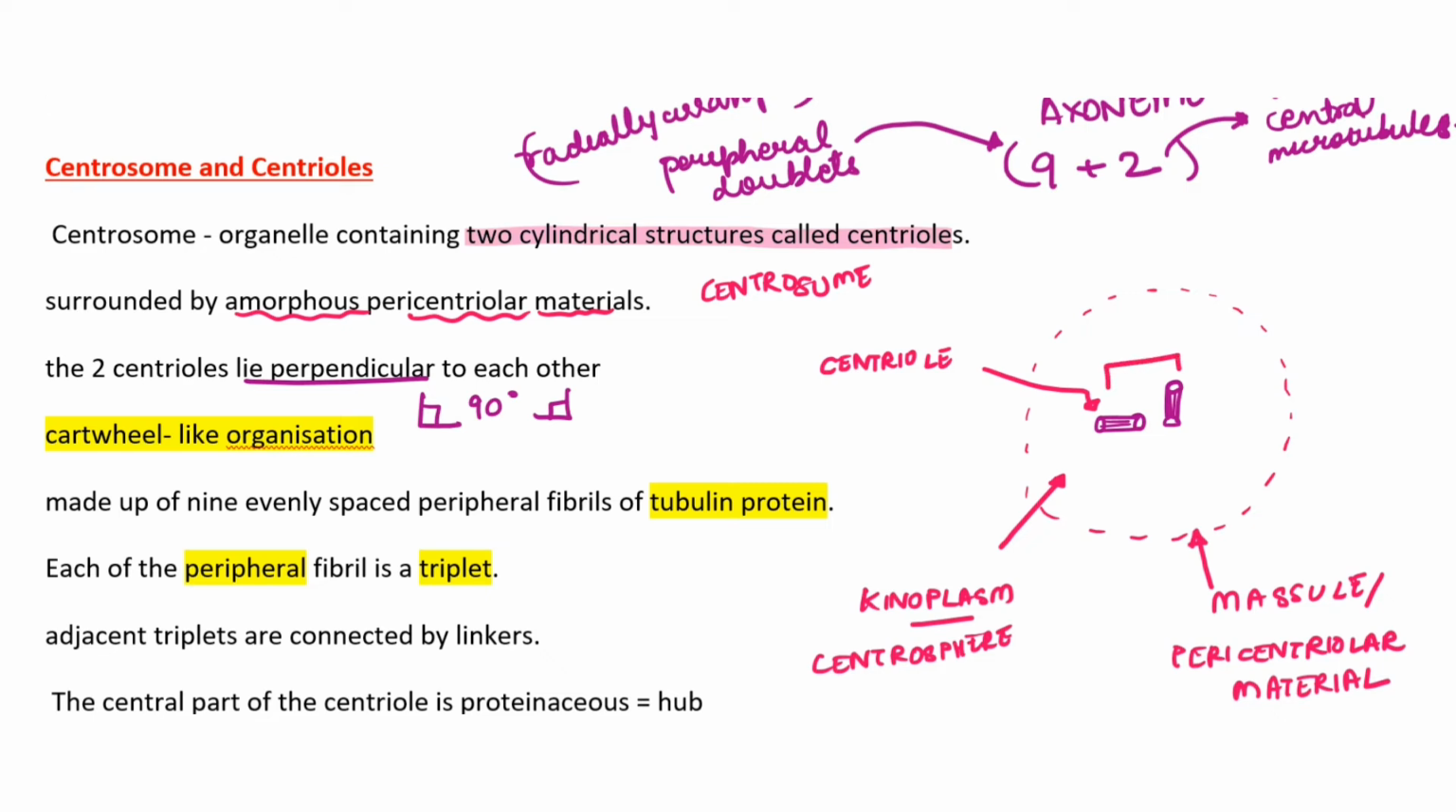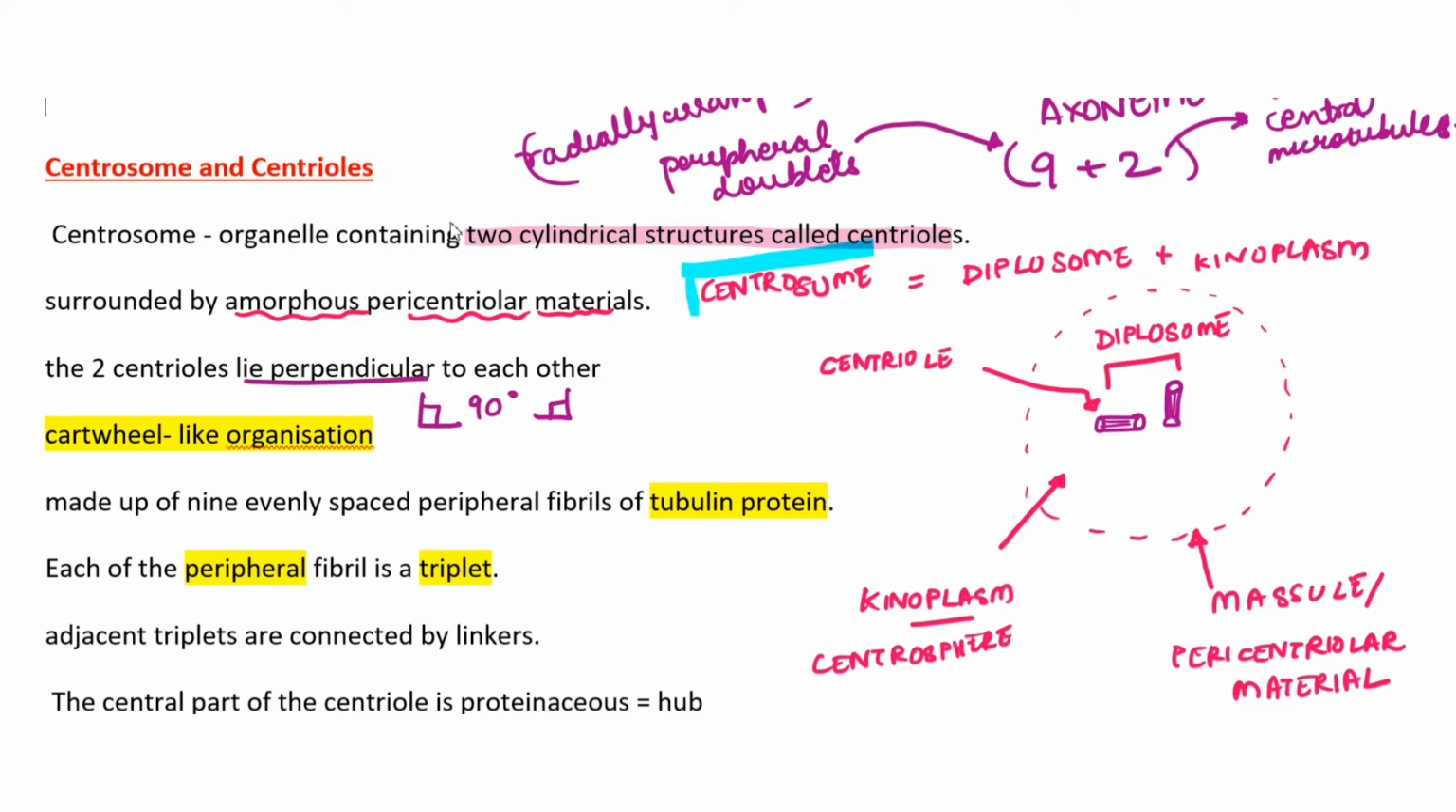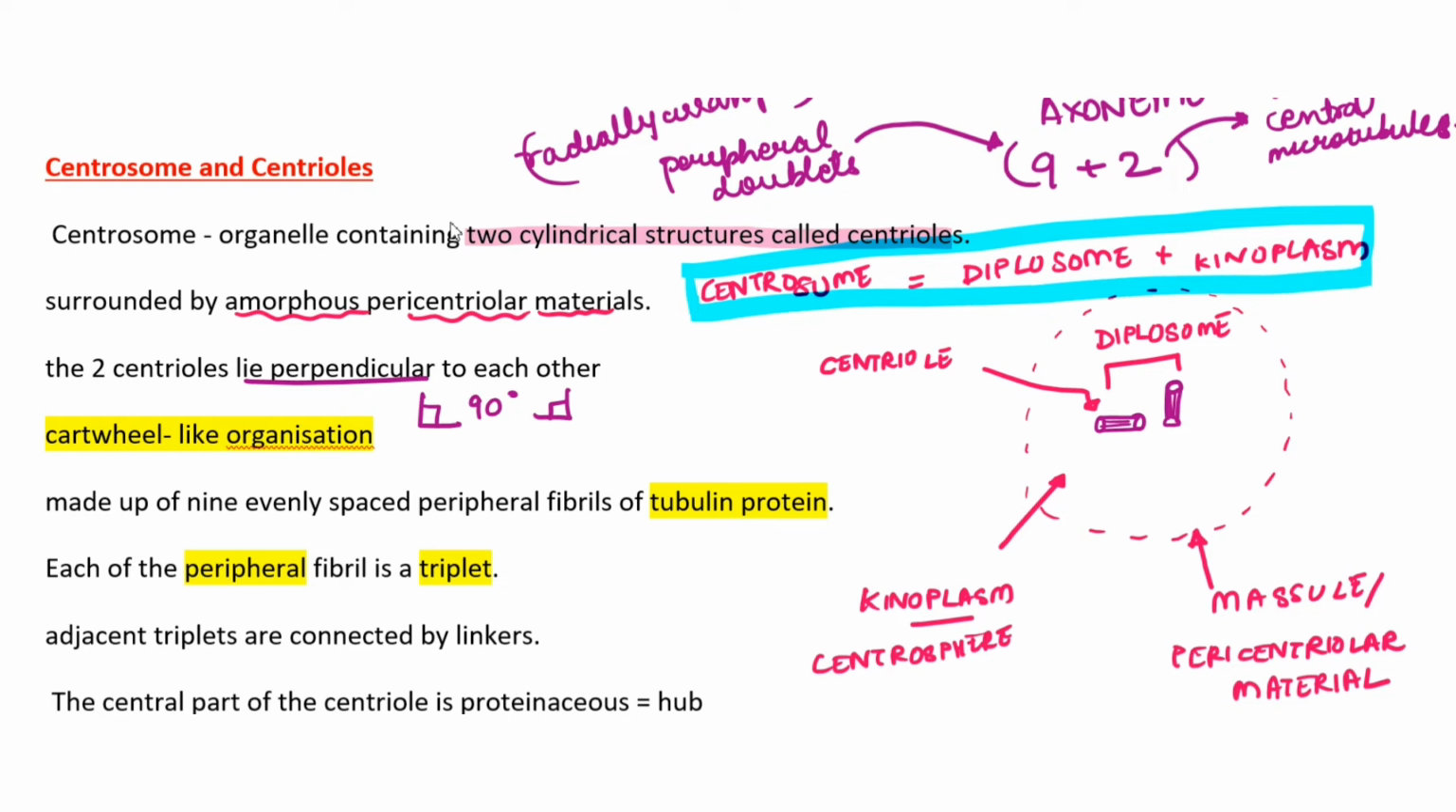So these two centrioles together are known as the diplosome, which are perpendicularly arranged to each other. So centrosome is nothing but diplosome plus kinoplasm, which is together surrounded by the maculae or pericentriolar material. Understood? Now are you able to visualize? So can you say this has a cartwheel-like organization? So this information is about the centrosome. Now we'll talk about these two structures, centrioles, which lie perpendicular to each other. Now let's talk about them in detail.